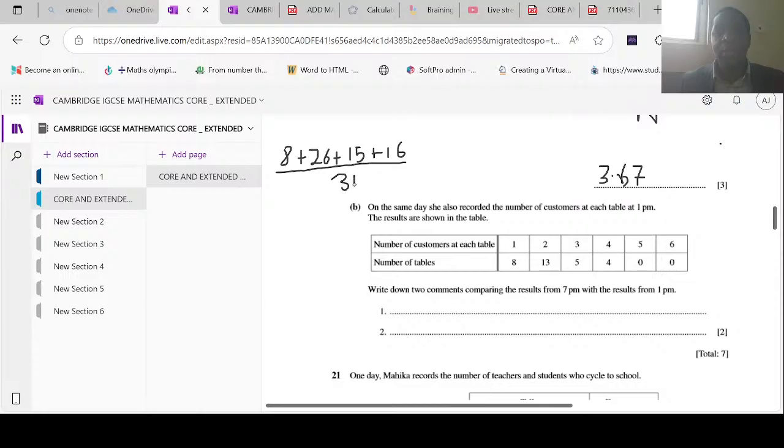So adding this together, let's find a new mean. That will be 8 plus 26, that's 34. 34 plus 15, 49. Am I correct? 49 plus 16, 65, not 64. Isn't it? So 65 divided by 30.